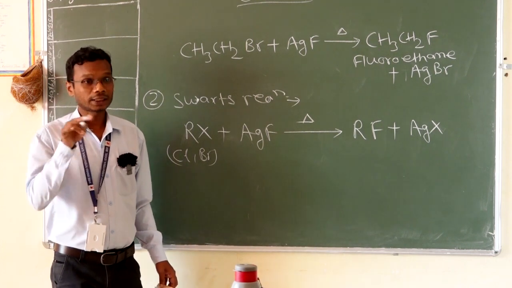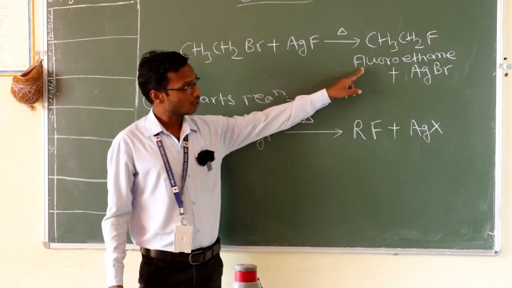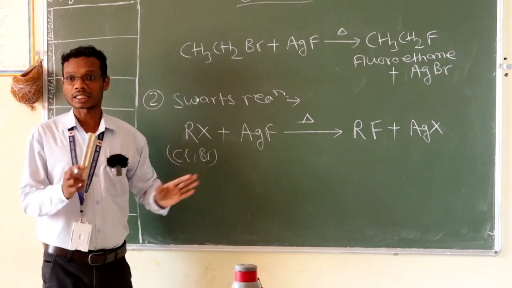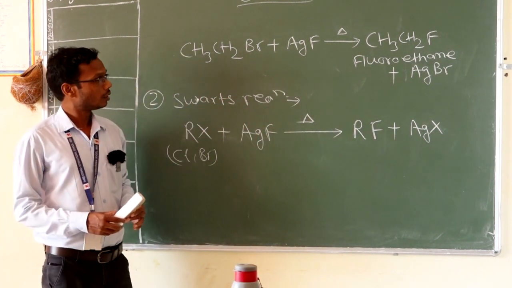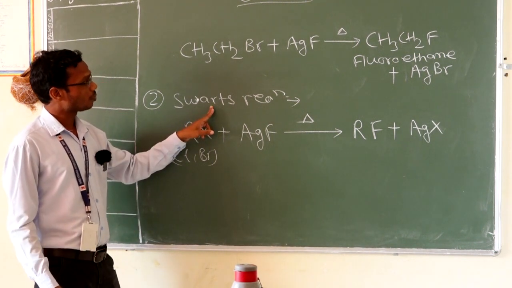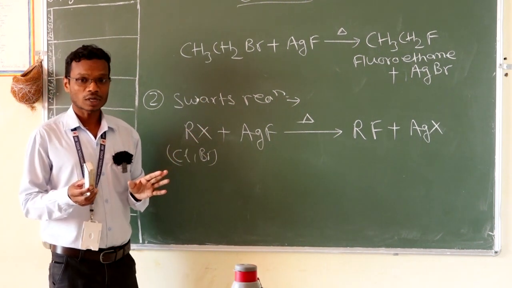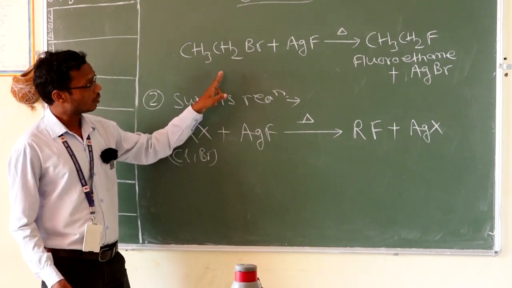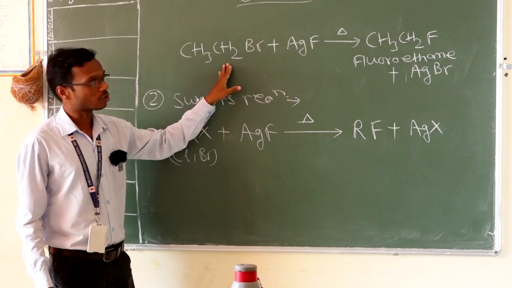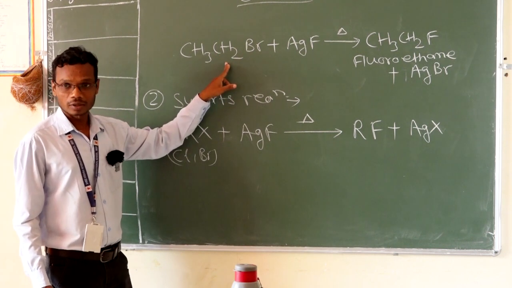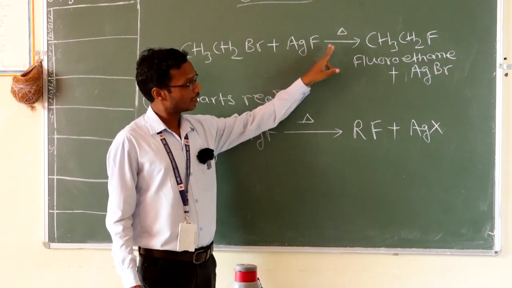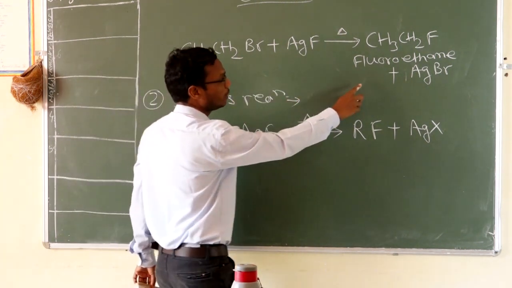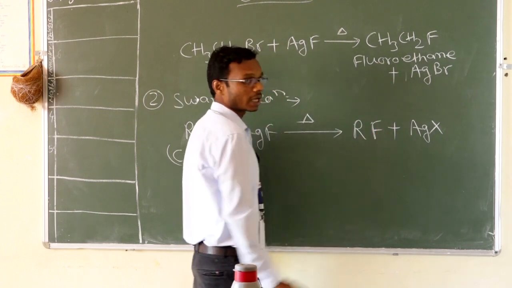Ethyl fluoride, or fluoroethane. Now, how to write this reaction in sentence form? In the Swarts reaction, halogen exchange takes place. Whenever you react an alkyl halide, suppose bromoethane, with silver fluoride and heat it, halogen exchange takes place and the product will be fluoroethane and AgBr.